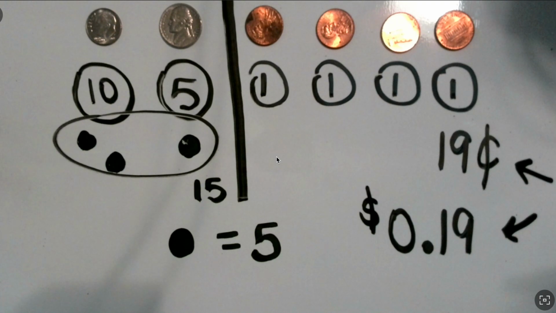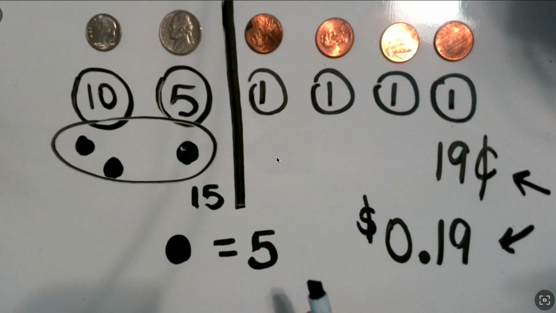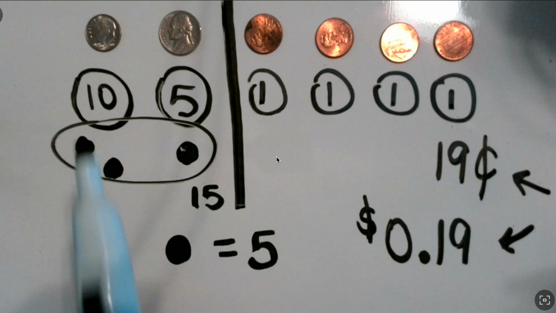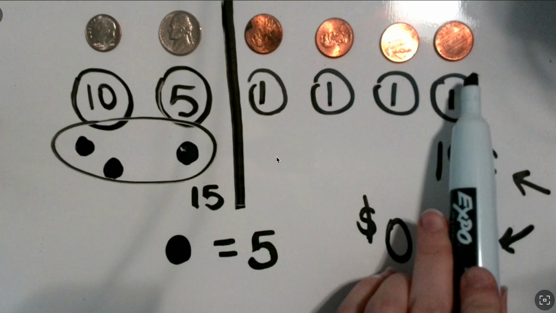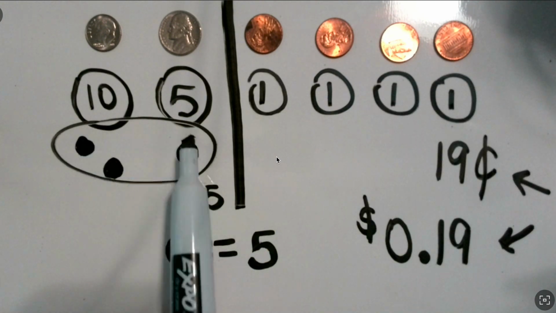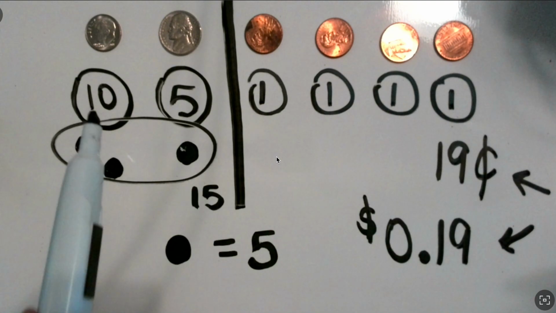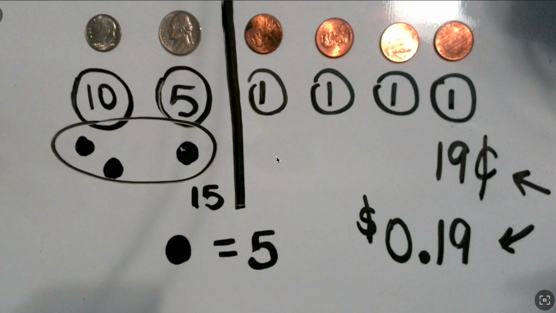Now it's going to be your turn to practice. The first thing you need to do whenever you see your equation is put all of your coins in order from the largest value to the smallest value. You're going to draw based on its value and circle the number. Okay, good luck, friends.